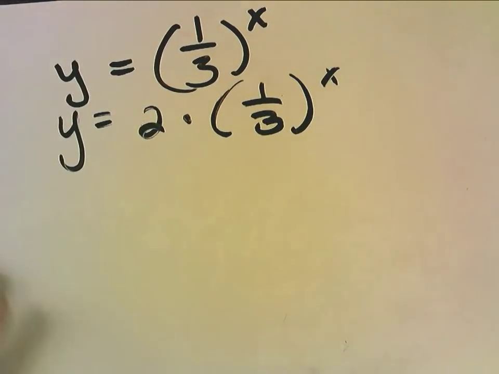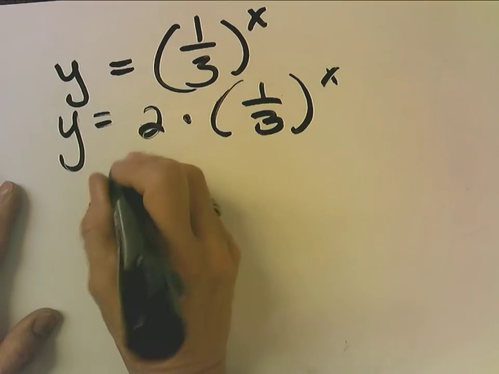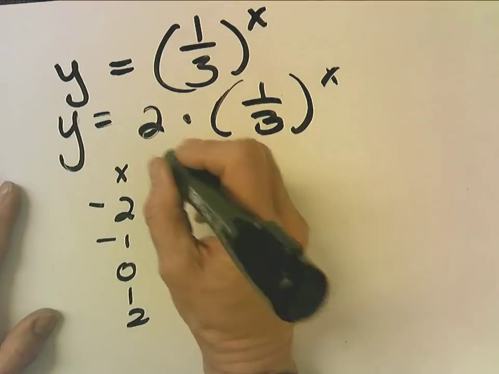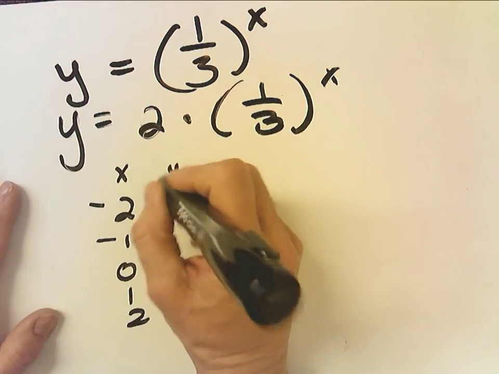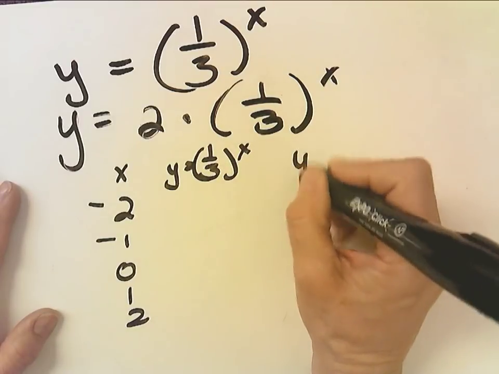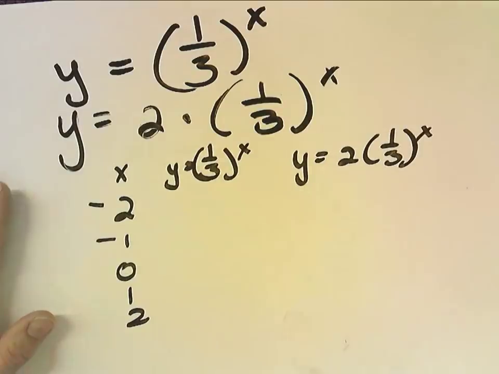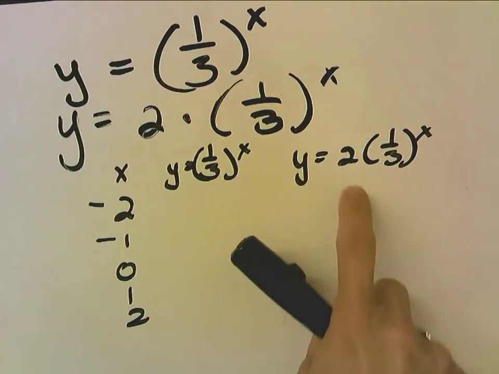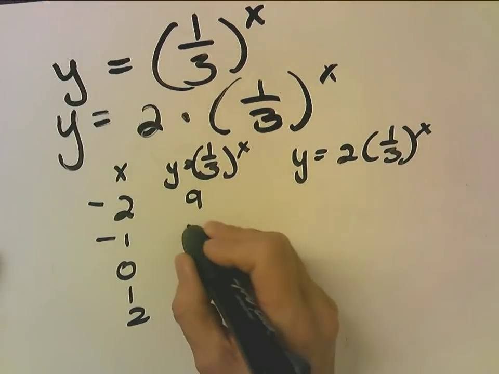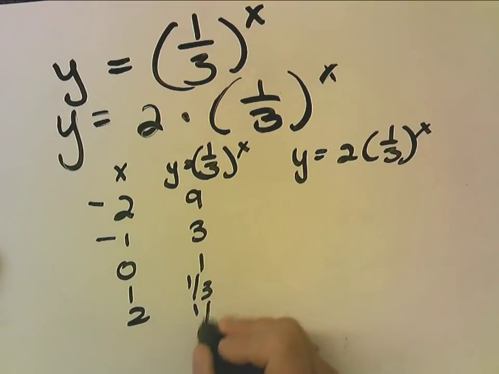Okay? So here you have a chart. It's vertical instead of horizontal. When we just did y equals 1/3 to the x, and this is y equals 2 times 1/3 to the x. So this is going to be a stretch because a is greater than 1. So here we'll copy the values we had before, 9, 3, 1, 1/3, 1/9.